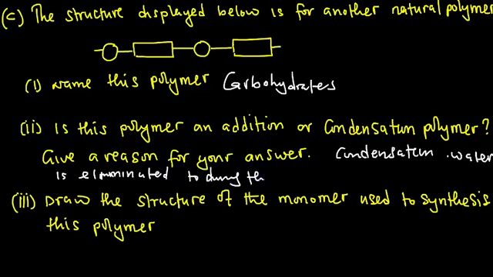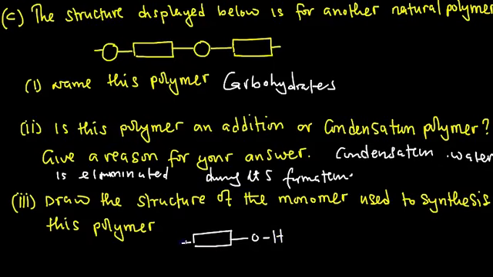During its formation, water is eliminated. So that is the reason. Then draw the structure of the monomer used to synthesize this polymer. So the monomer, it is this one. That is the monomer used to synthesize this kind of a polymer.